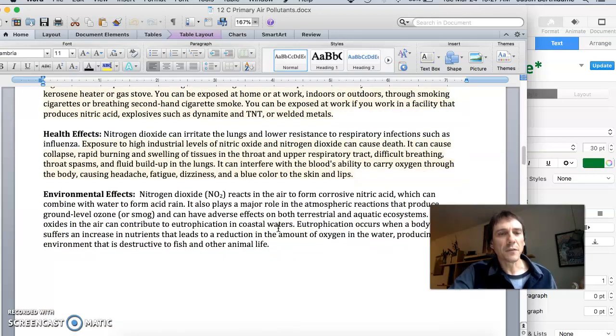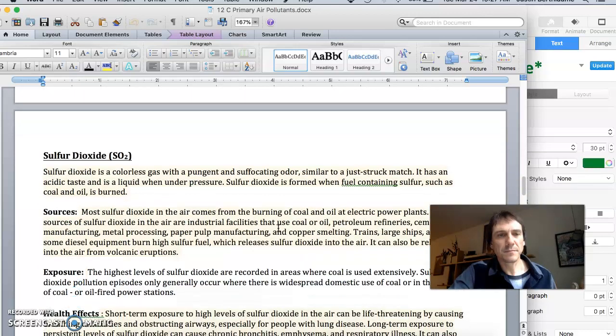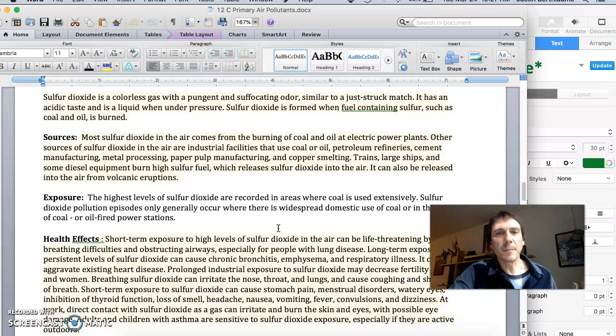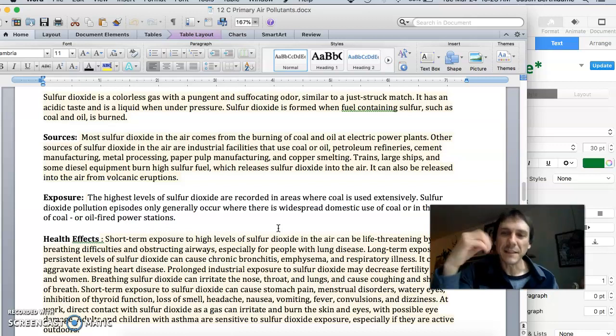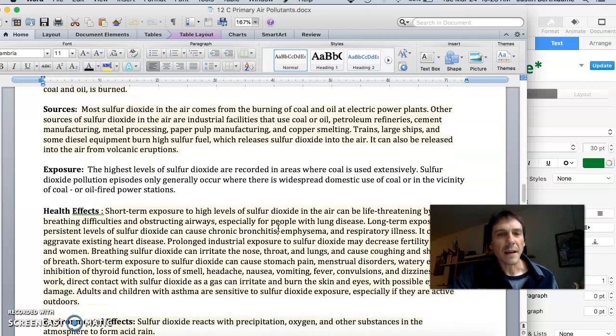Let's go to the next one, sulfur dioxides. Sulfur dioxides mostly come, again, from burning coal and oil and other industrial processes. So it's very similar to nitrogen oxides, but this one is a little different because it also comes from volcanic eruptions, because sulfur gets released into the atmosphere. So you can read about that. Again, difficulty breathing, obstructing airways, lung disease, and that kind of thing.